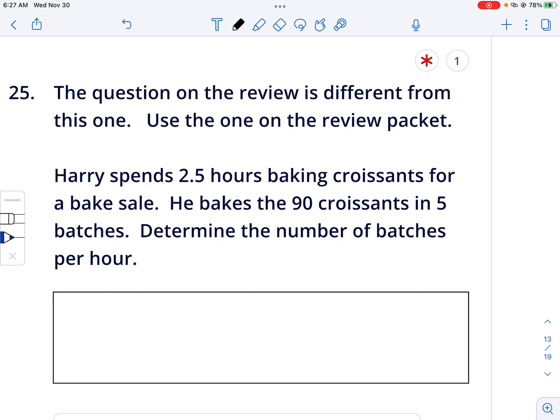So this one, I thought I had taken this part off. Oops. Harry spends 2.5 hours baking croissants for a bake sale. He makes 90 croissants in 5 batches. Determine the number of batches per hour. Okay? So that means in my parentheses, the hour goes here. The number of batches goes here.